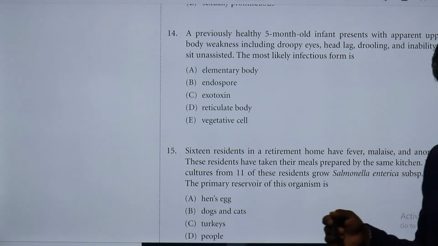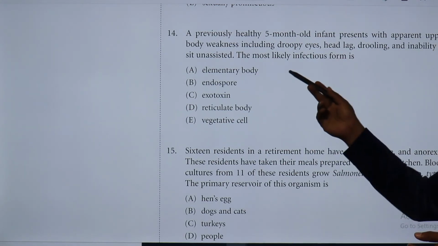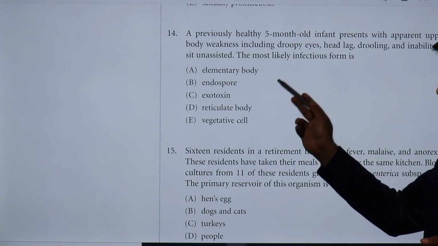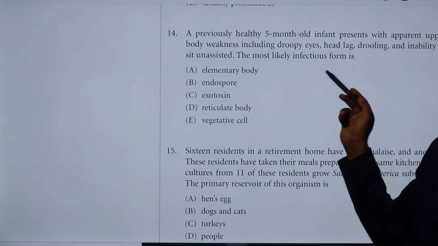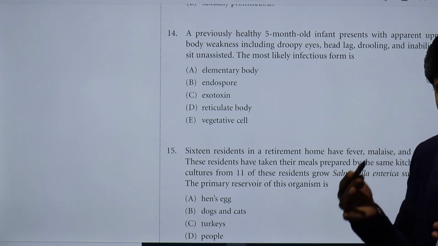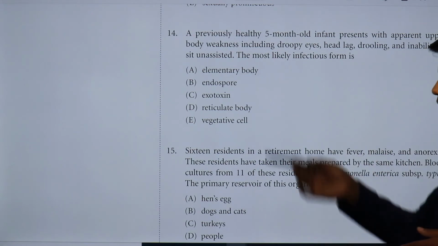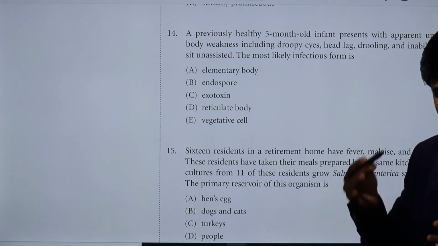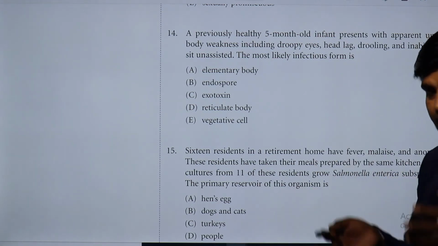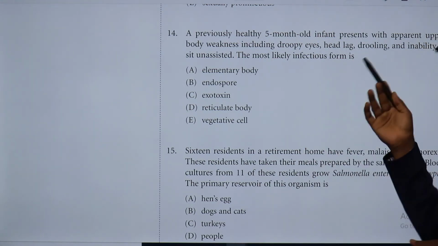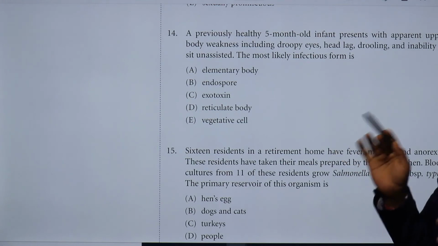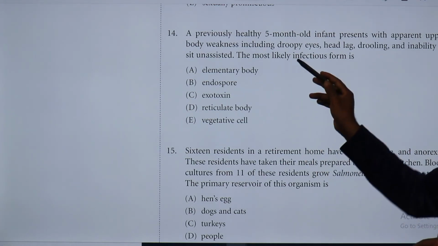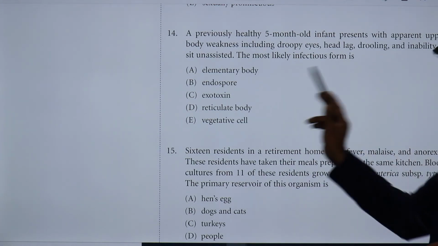Elementary body, that is related to chlamydia. We are not talking about this. Endospore, yes, endospore is the answer, because endospore is the form of transmission of this botulinum toxin. Then exotoxin: although this botulinum toxin is an exotoxin that causes all these symptoms or pathogenesis, they are not asking about the pathogenesis, they are asking about the infectious form. So endospore is your answer, exotoxin will not be.